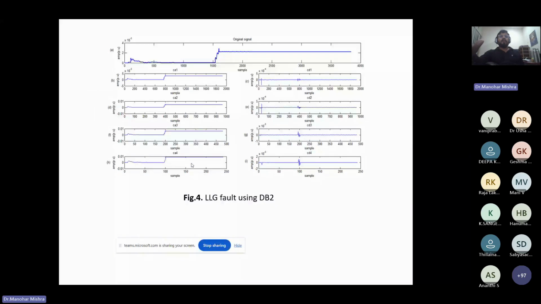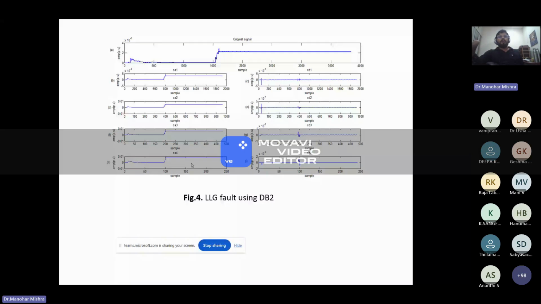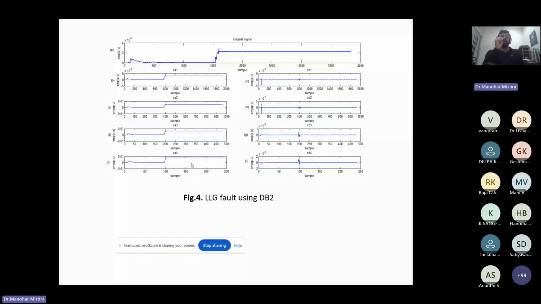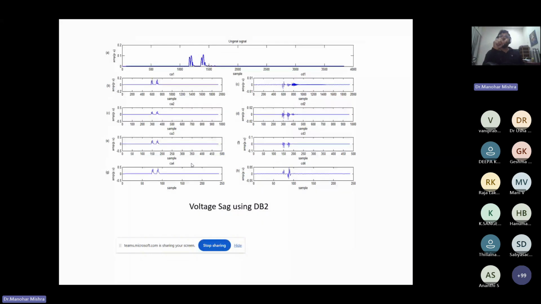And this is the double line to ground fault, and this is the db2 mother wavelet we have used. db4, this is the islanding condition. This is the double line to ground, db2. This is the voltage sag. You can see the time of the voltage sag, about 1100 to 1400 around. This is the upper voltage sag.